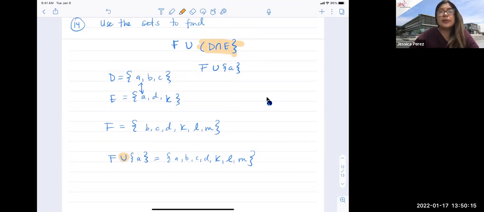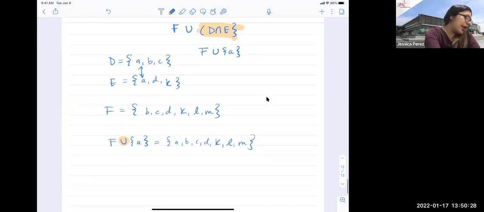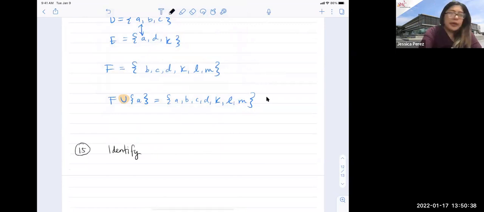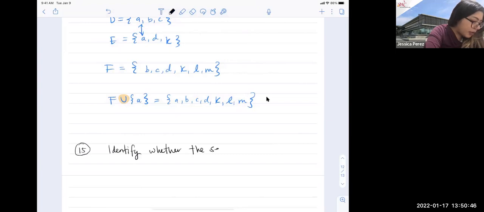Definitely you should expect something like this with a different, obviously, flavor. Okay. I do want to make sure that we define finite sets versus infinite sets. So we have question 15 that looks like this. So I want you to identify whether the set is finite or infinite.